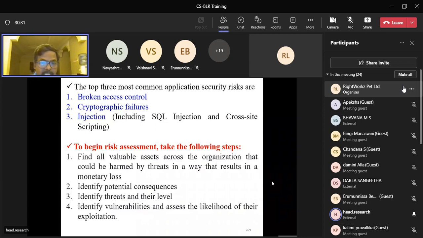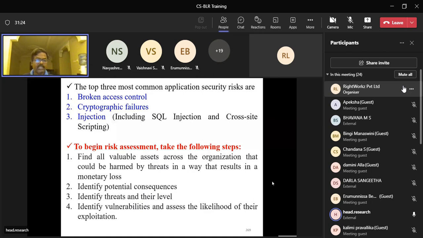To begin risk assessment, you need to take the following steps. Find all valuable assets across the organization that could be harmed by threats in a way that results in monetary loss. Who is handling this? The network administrator or a cloud administrator. They are monitoring the server, a data center or a local area network. So they are finding all valuable assets across the organization that could be harmed by threats.